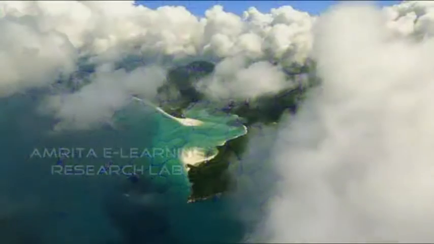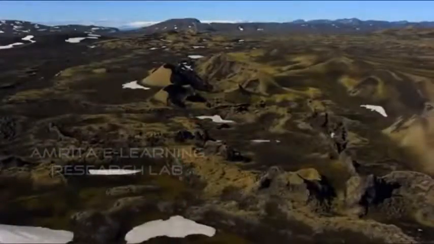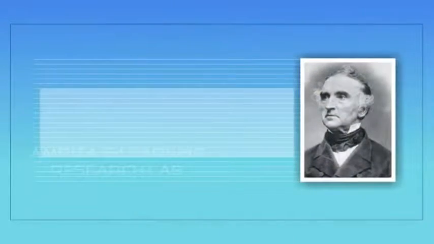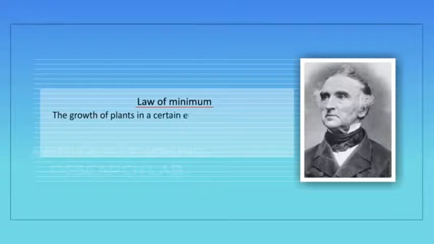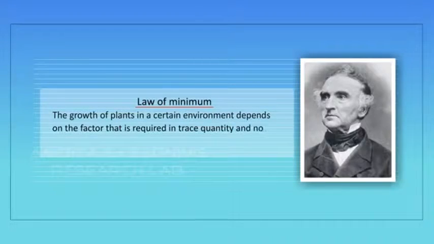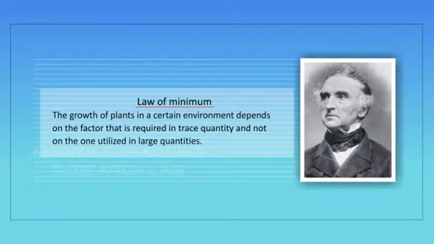Some factors, however, may exert considerably more influence than others. This concept led to the law of minimum by Justus Liebig. Liebig discovered that the growth of plants in a certain environment depends on the factor that is required in trace quantity and not on the one utilized in large quantities. This discovery came to be known as Liebig's law of minimum. If even the tiniest trace elements are absent, life could be constrained. Truly, nothing is insignificant in nature.